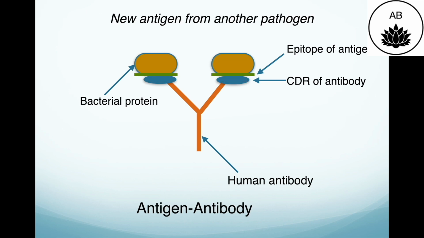When you are attacked by another pathogen altogether, then the interaction varies a lot. That is to say that the epitope on the antigen and the CDR of the antibody differ much more as compared to the case of two different strains from the same pathogen.